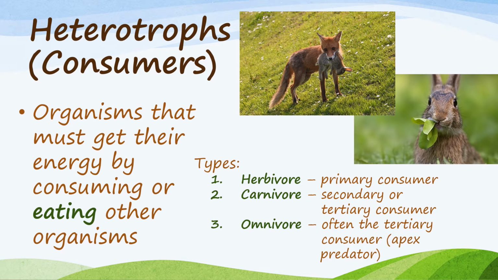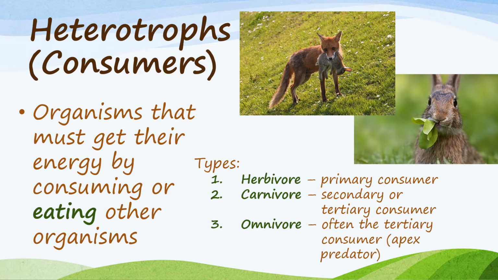Our heterotrophs, like I said, are our consumers, the things that eat other things. So we have herbivores, which are our primary consumers. They're the first type of consumer. That's what primary means. So those are things like the cute little bunny in the picture there. They're going to be eating the plants. They get their energy directly from the plants. The plants get their energy directly from the sun.